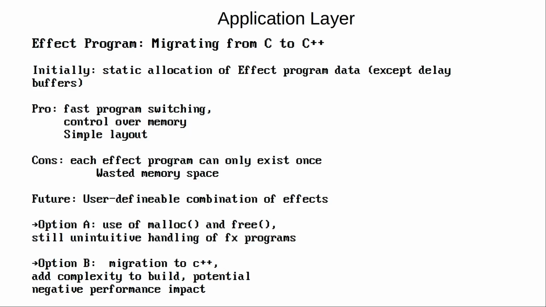For this, there are two options available. One could of course use malloc and free to dynamically allocate memory. However, handling effect programs and parameter changes would still be clumsy and unintuitive. So I decided to swallow the bitter pill and to migrate some part of the firmware to C++ and handle the effect programs as proper objects. This much simplifies handling effect programs, enabling the addition of complexity in the combination of effects and parameter manipulation.